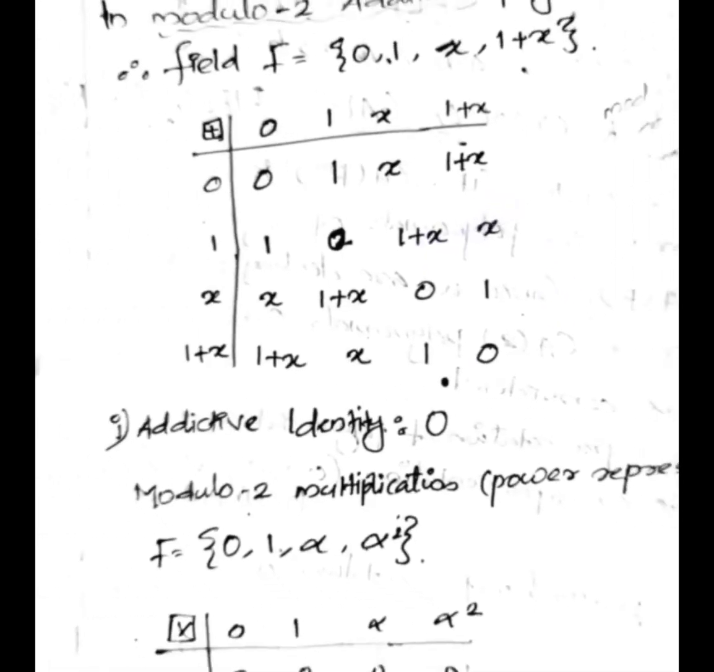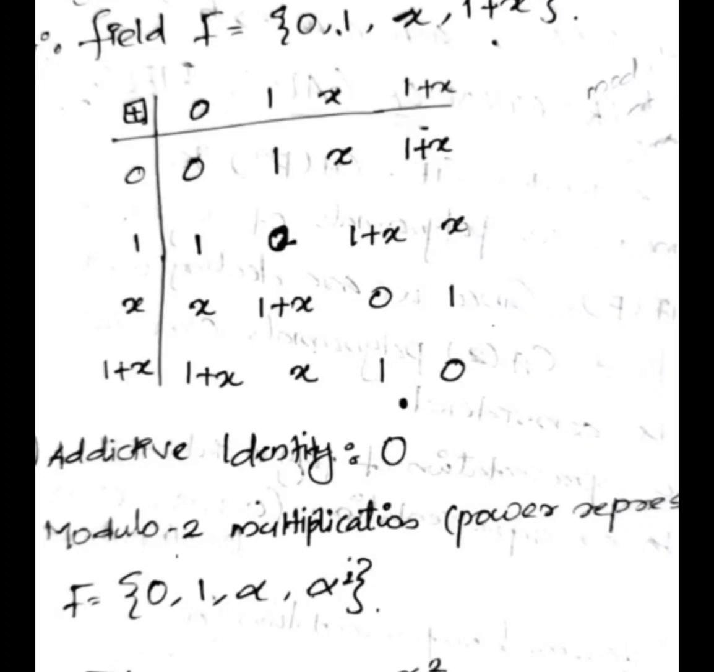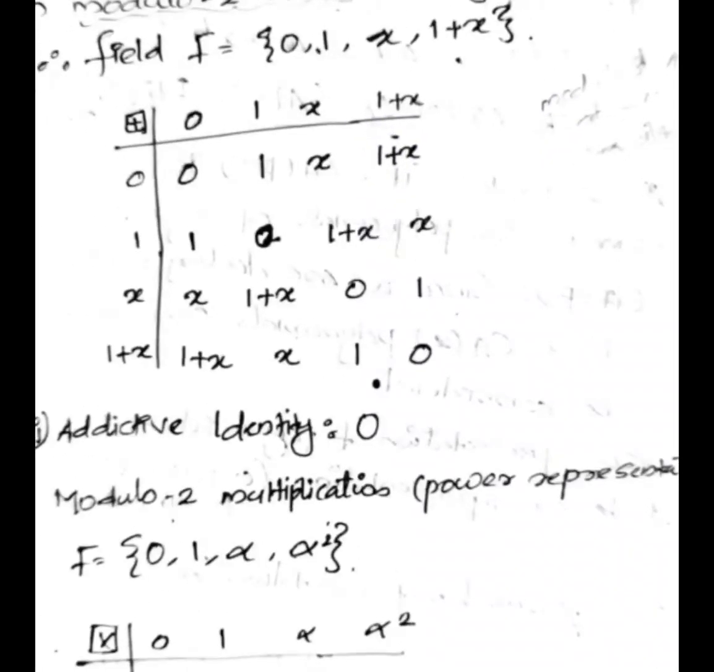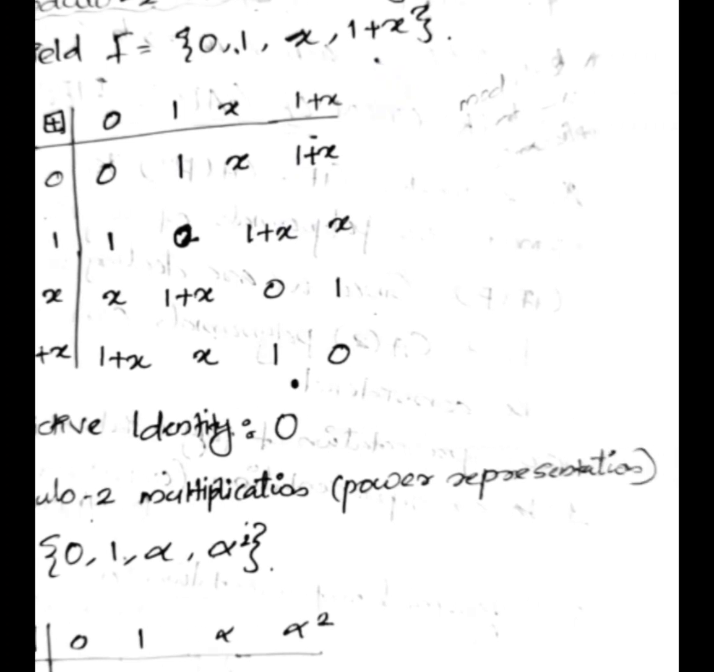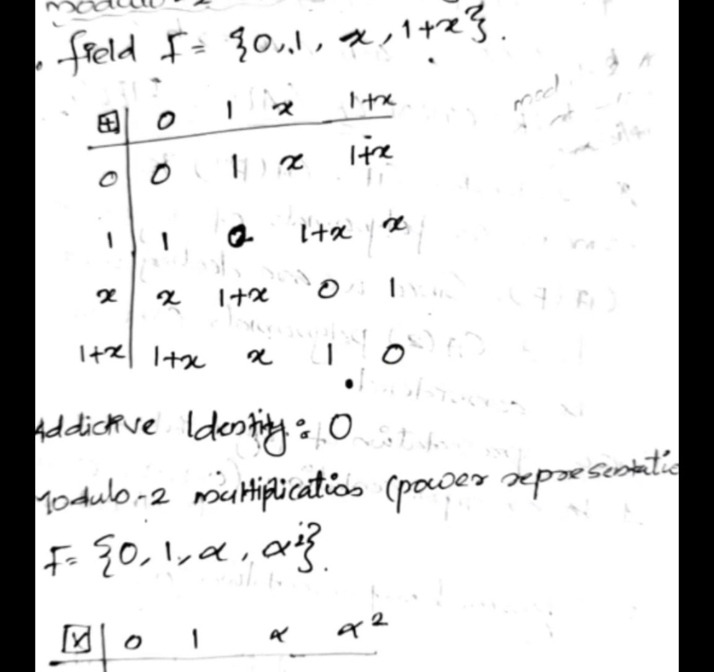Now we can consider another example, Galois field of 4. Then GF of 4 is equal to GF of 2 square. That is P raised to M means 2 square. Here P is equal to 2 and M equal to 2. So in modulo 2 addition, the field F can be represented by polynomial representation, by using which we can find modulo 2 addition. Since it is GF of 4, here we have 4 elements. So in polynomial representation, F is equal to 0, 1, x, 1 plus x. We stop there, because we need only 4 elements.